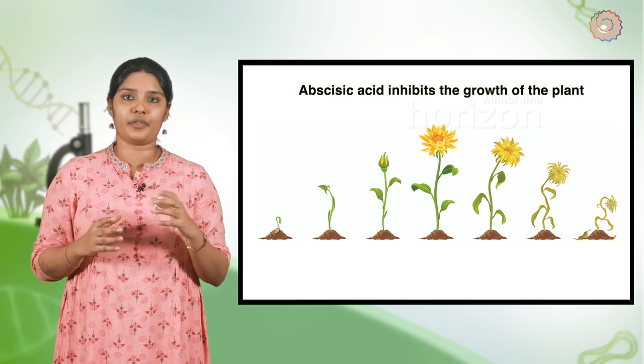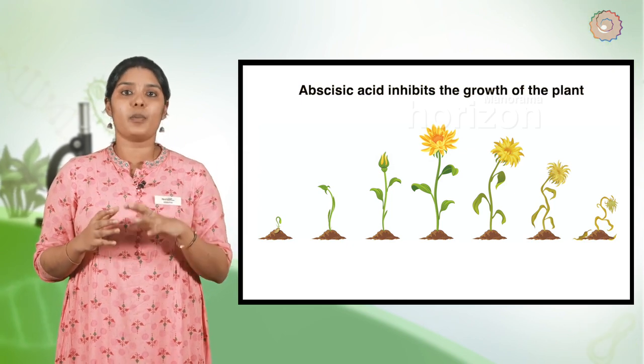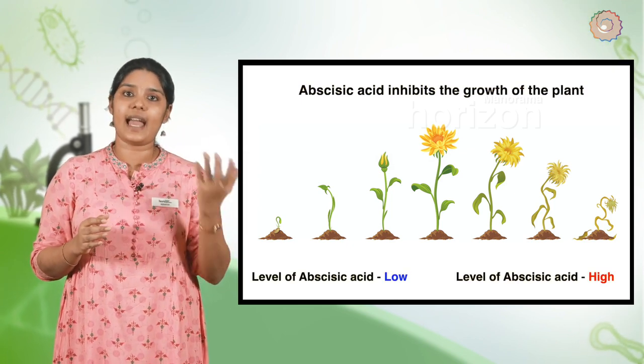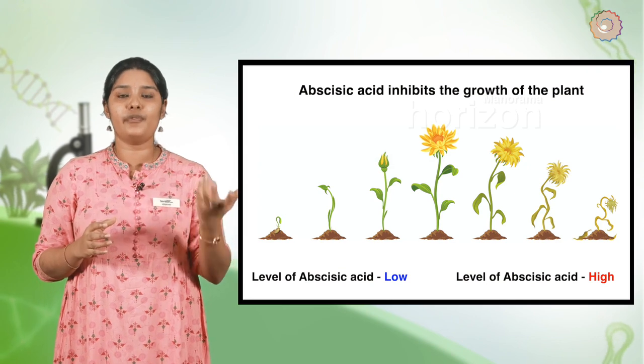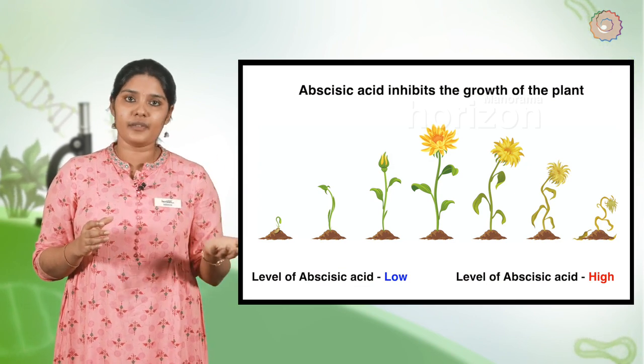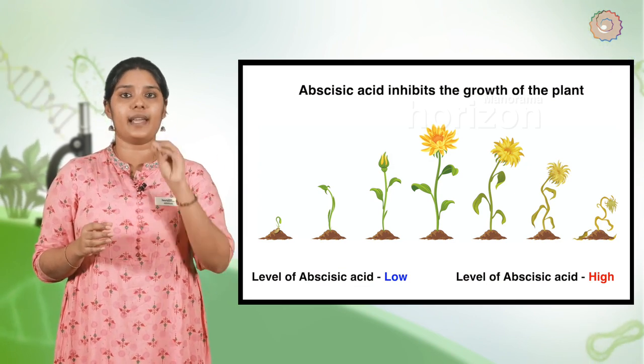Abscisic acid. This hormone inhibits the growth of the plant and therefore it promotes dormancy in seeds and buds. The detachment of fruits, flowers and falling of leaves etc. are promoted by this hormone.